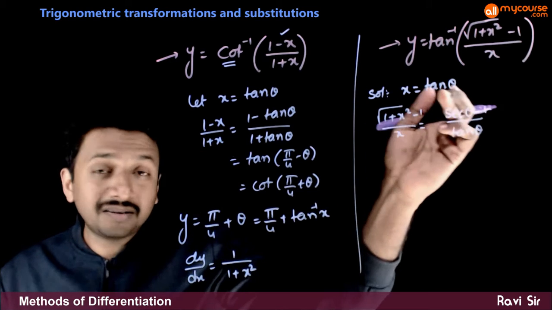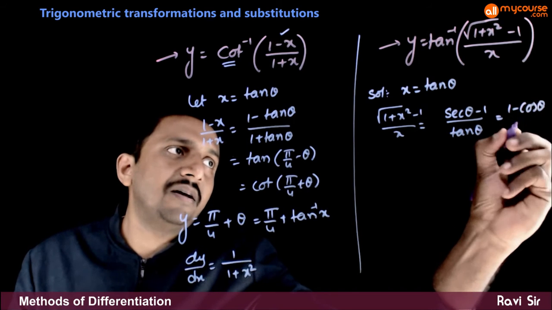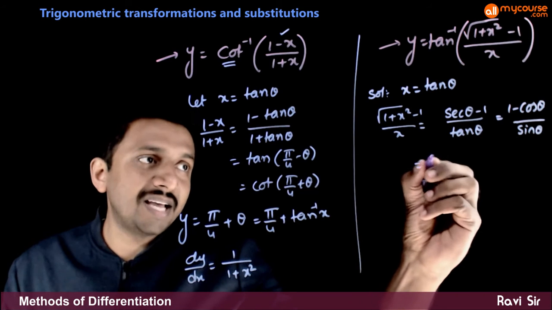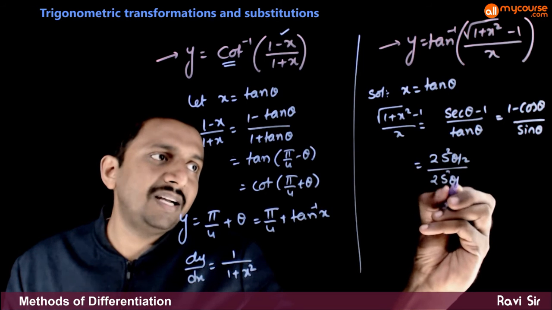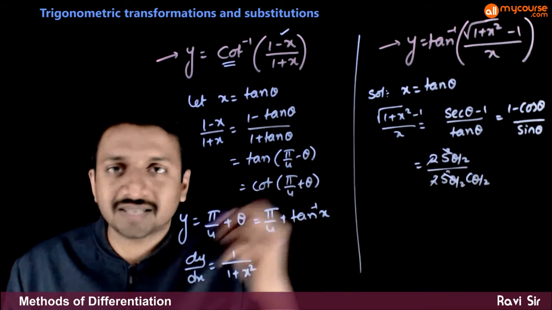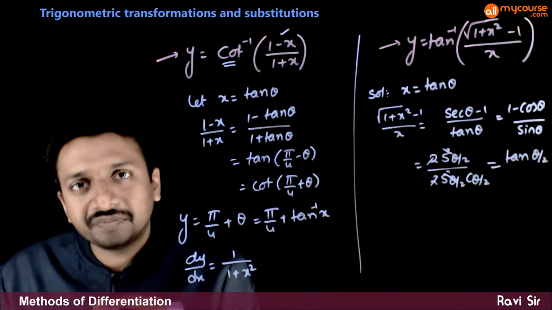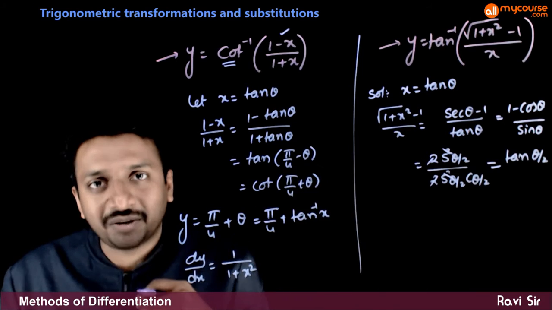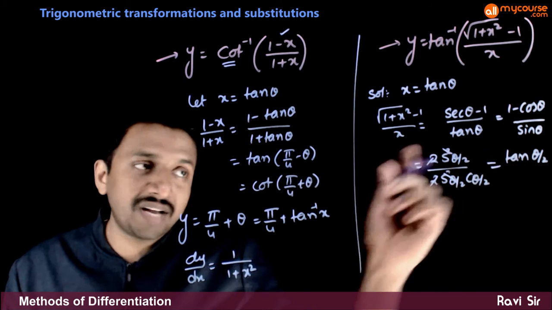So if you convert these into sine and cos, you get (1 minus cos theta) by sine theta. And (1 minus cos theta) by sine theta is 2 sine square theta by 2 by 2 sine theta by 2 into cos theta by 2. 2 and 2 get cancelled, and this and this get cancelled. So you get tan of theta by 2. So effectively this whole expression is tan of theta by 2. So tan inverse of this is tan inverse of tan theta by 2.